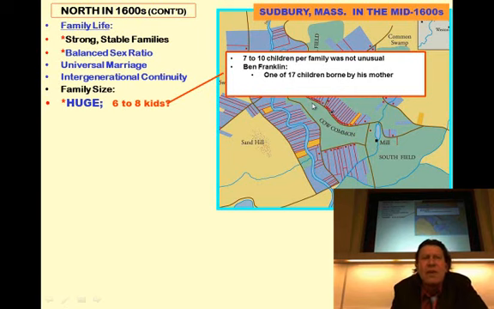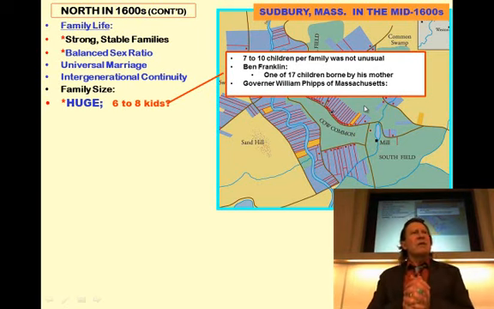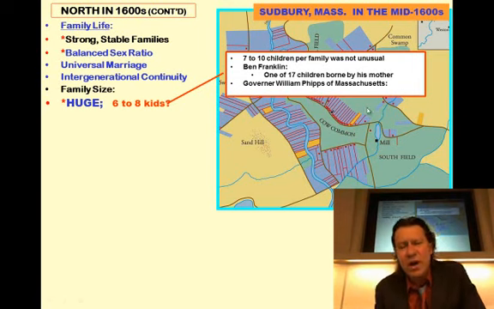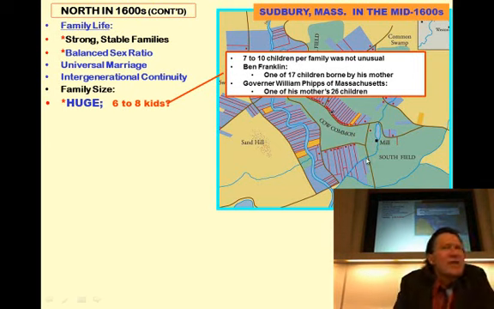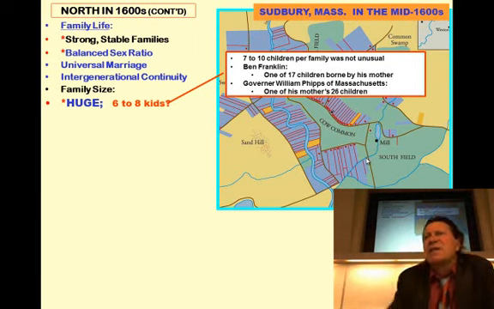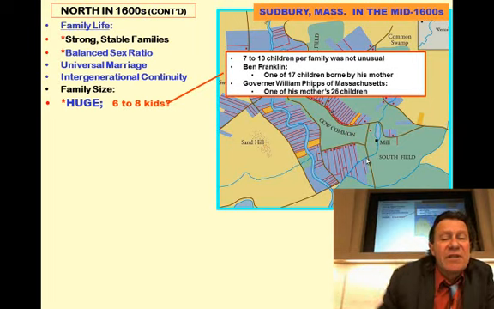The governor of Massachusetts at one point, who was an American-born Puritan who became wealthy enough and well connected enough to become governor, was one of 26 children his mother had. That means that she was pregnant every cycle she could be until she entered menopause. She lived to tell the tale.